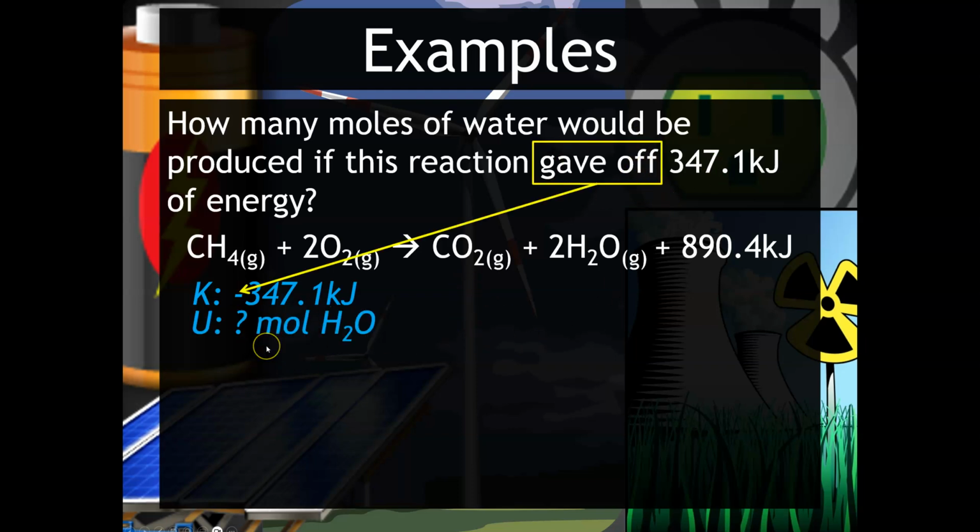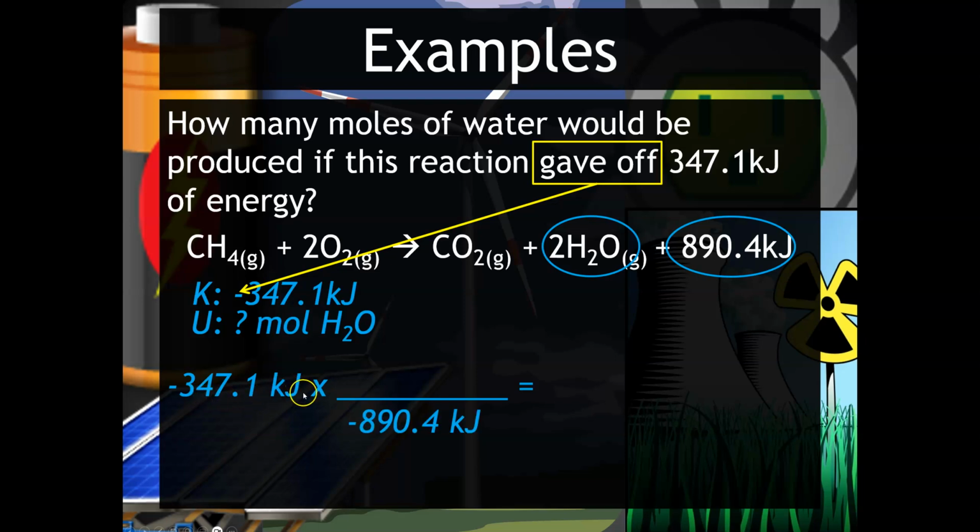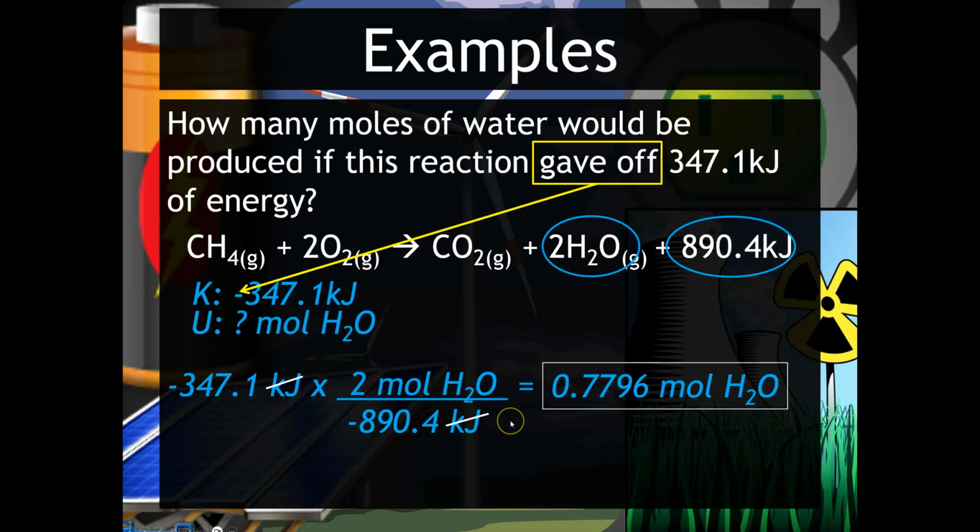Then we're going to do the moles of H2O. Now we're going to take 2 moles of H2O to 890, and we're going to set this up as negative 347.1 kilojoules divided by 890. But because we're using water, we're going to use a 2. In this example, we're going to multiply 2 times negative 347. We're also going to use our negative value because this is on the product side. We're going to cancel this, and we get 0.7796 moles of water.